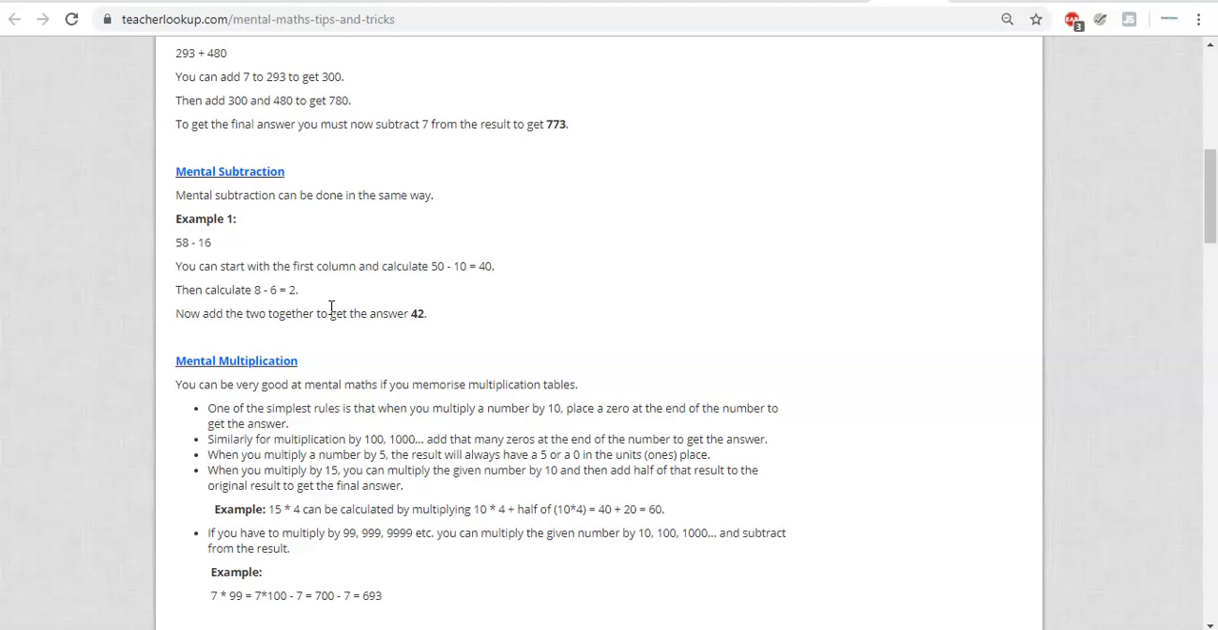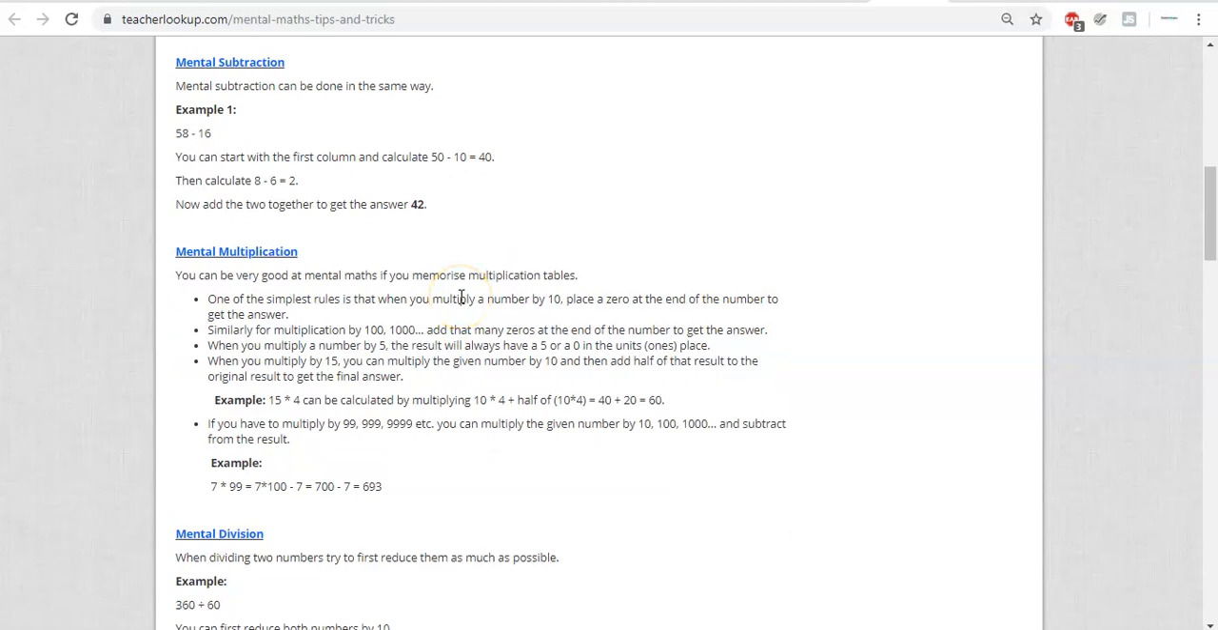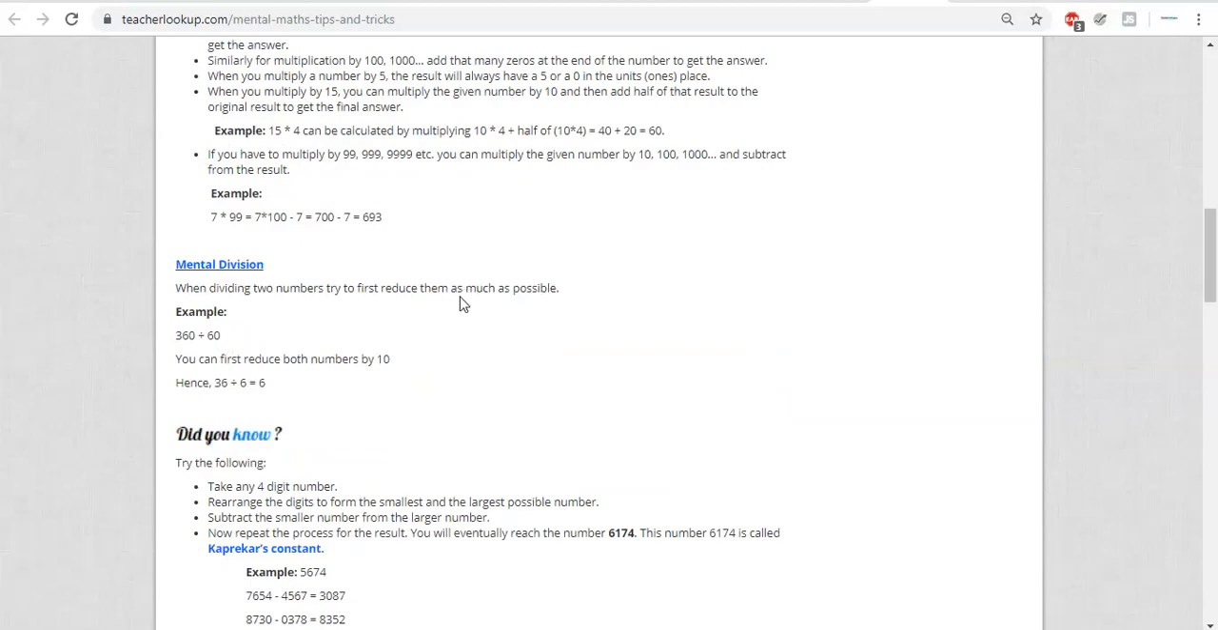And that is 8 minus 6, which equals 2. So if we now add 40 and 2 together, we get 42, and that is our answer, guys. So this is how we calculated it.